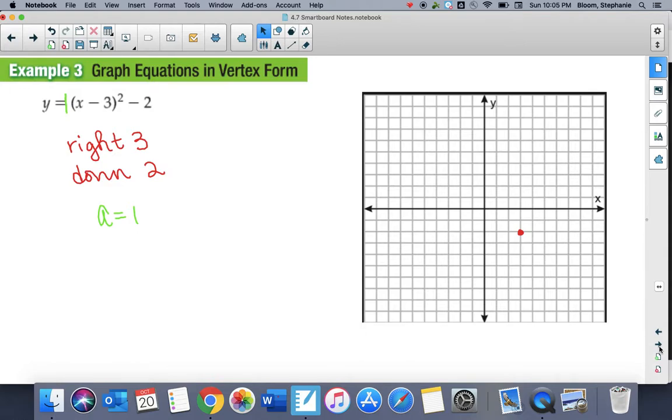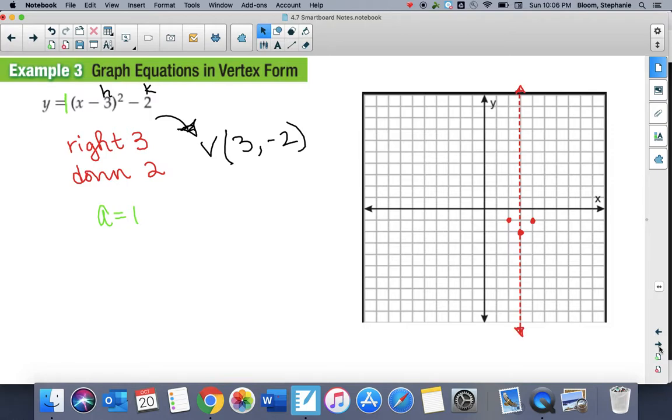Which also makes sense because I can find the vertex when it's in vertex form because here's my h and here's my k. So 3, negative 2, which is exactly where I'm at. I'm going to go ahead and draw my axis of symmetry through that point. And then since my a is 1, I know I'm just going up 1 and over 1, up 1 and over 1. Why did that not keep my axis of symmetry? Try again. There we go. Okay.